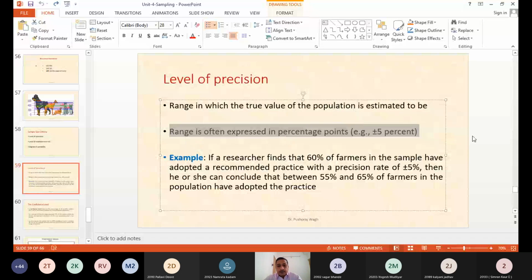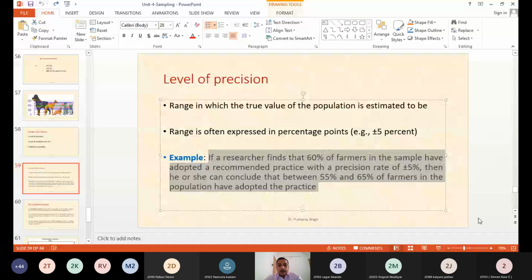So we take an example so that we will understand what is level of precision. If we take an example of a researcher who is studying farmers, and he finds that 60% of the farmers in that particular sample have adopted a recommended practice with a precision rate of plus or minus 5%. So he finds that 60% farmers in that particular sample have adopted a particular practice with a precision rate or accuracy rate of plus or minus 5%.